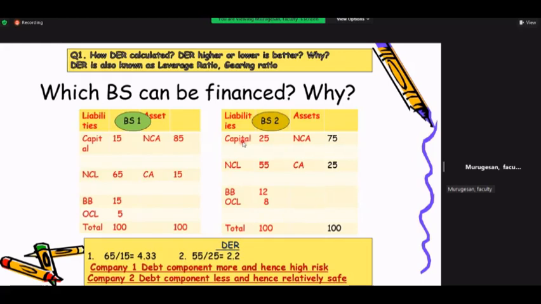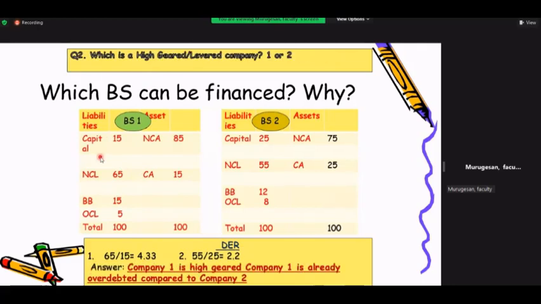Now if you analyze, this balance sheet, don't touch it, because it is already negative. And this balance sheet can be financed because some are positive. It's a well-managed company, whereas this is a badly managed company. Okay, friends, that's the interpretation.